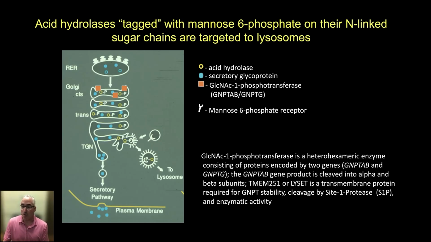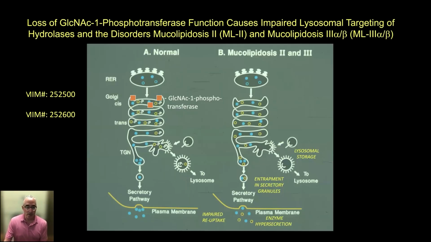But we thought we understood the full pathway, and then recently a protein, TMEM251 or LYSET, was identified by Stuart, Thomas, and Ming Li's group that is required for stability of the gene products, cleavage by the enzyme that cleaves alpha and beta, and also enzymatic activity. So even with a story that's been so well documented, there were still a few surprises. And there are the OMIM entries for those that want to record that.